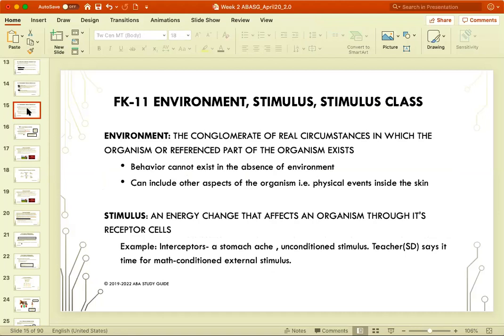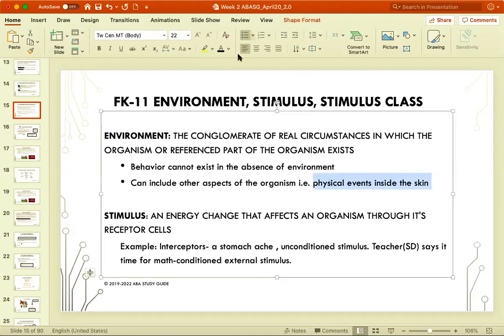So questions that you might see about environment just have to do with the fact that the individual operates on its environment. The behavior can't exist in the absence of the environment. So we can't just say, oh, he kicked. There's got to be the antecedents, the consequences. Those all have to do with the real circumstances around, and they can include other aspects of the organism.